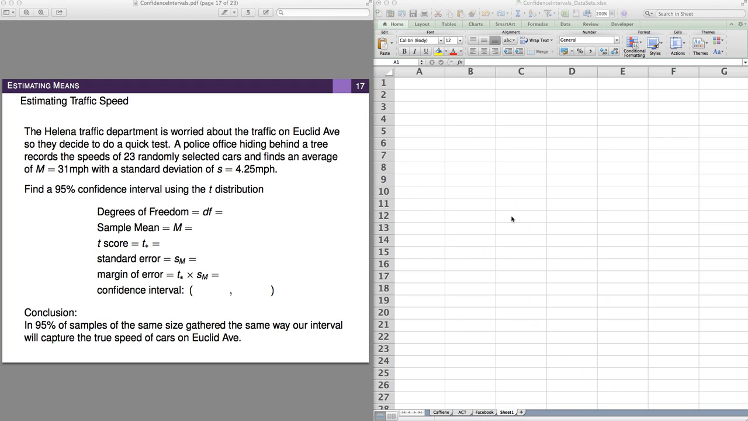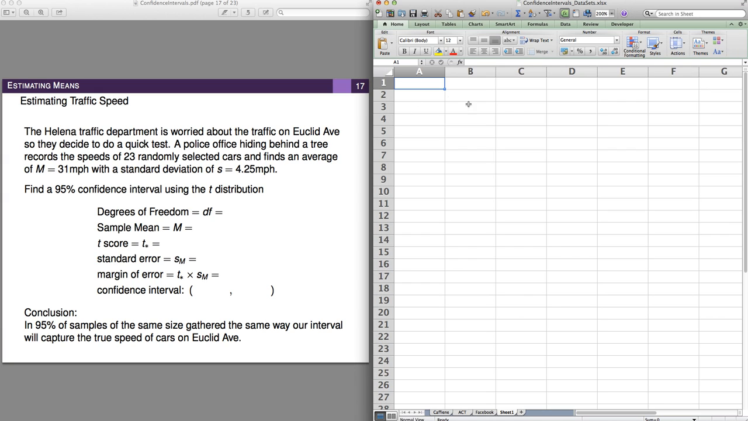All right, this is another example of a confidence interval with means. So here's the situation. The Helena Traffic Department is worried about the traffic on Euclid Ave, so they decide to do a quick test. A police officer hiding behind a tree records the speeds of 23 randomly selected cars and finds an average of 31 miles per hour with a standard deviation of 4.25 miles per hour. Find a 95% confidence interval using the t-distribution.